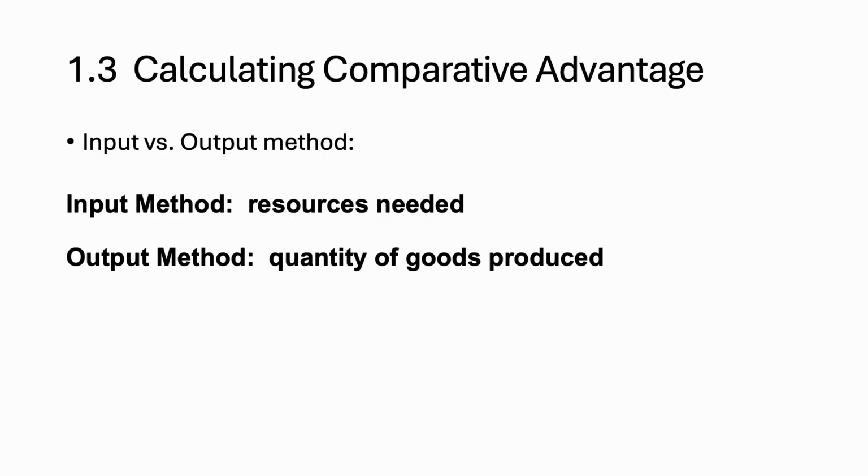When calculating the comparative advantage, it is important that you notice if you are given the resources needed to produce a good, which would be calculated using the input method, or if you are given the quantity of goods that countries can produce, in which case you would use the output method of calculating comparative advantage. Both methods are calculated differently, so be careful that you're noticing whether you need to use the input method or the output method.